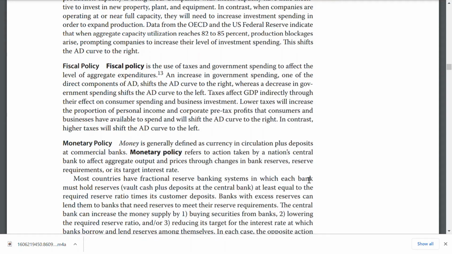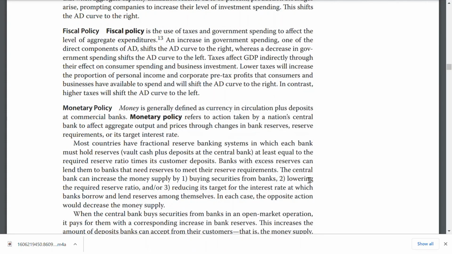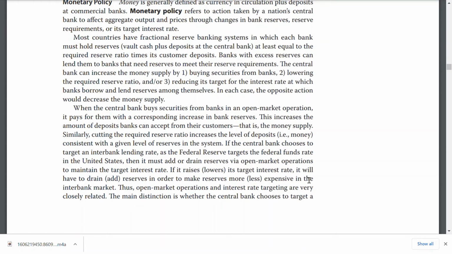Monetary policy. Money is generally defined as currency in circulation plus deposits at commercial banks. Monetary policy refers to actions taken by a nation's central bank to affect aggregate output and prices through changes in bank reserves, reserve requirements, and target interest rates. Students usually get fiscal and monetary policy wrong. You just have to think: monetary policy is by the central bank and fiscal policy is by the government.